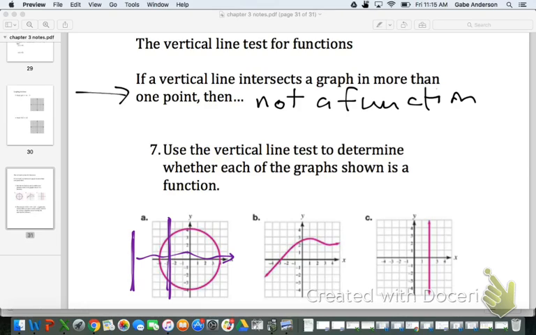Do you see how, when I put it right there, it intersects the graph in 2 points? Yeah. And wouldn't that be true pretty much all the way across the graph? Exactly. So if that vertical line ever intersects the graph in more than one point, it's not a function. So for A, we would say not a function. I'll just put not a function.